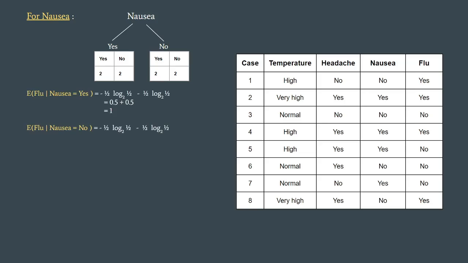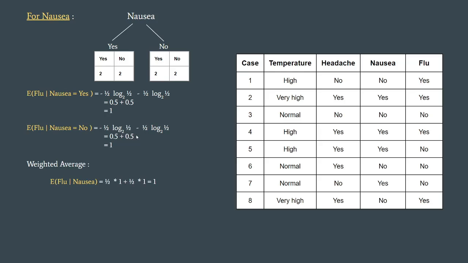Similarly, if we calculate for nausea, the entropy for flu when nausea is yes is 1, and entropy of flu when nausea is no is also 1, because we have two yes values and two no values, and a total of four values. So 2 by 4 is 1 by 2, and 2 by 4 is 1 by 2. So the values are 0.5 plus 0.5, which is 1. Similarly for this case, 2 and 2, so the calculation is the same for this and this.